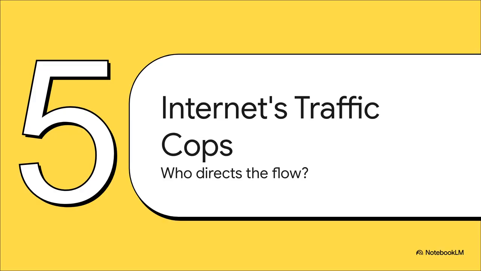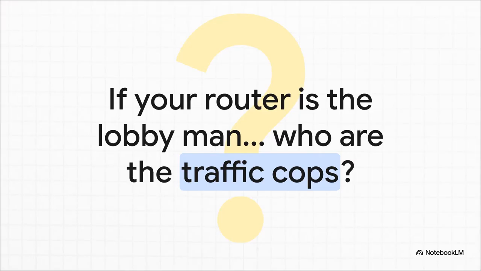Now, we've talked a lot about your router being this local lobby man, right? And that's a perfect way to think about how it handles addresses inside your network. But its role in the grander scheme of the internet is actually even bigger. Which leaves us with one last big question. If your router is just the local lobby man for one building, who's out there on the digital streets directing traffic between all the buildings across the entire city? Who are the real traffic cops of the internet?